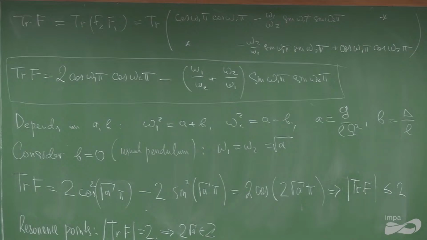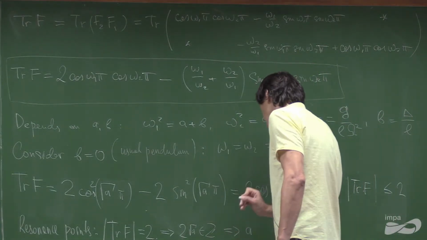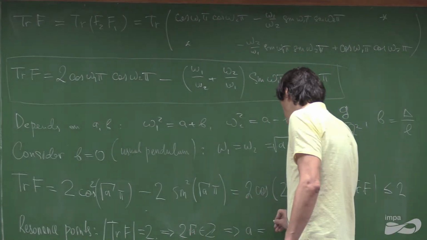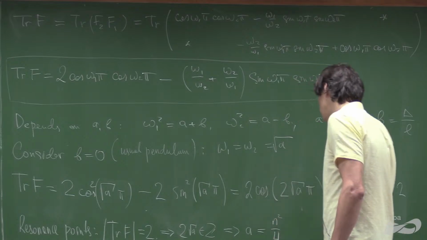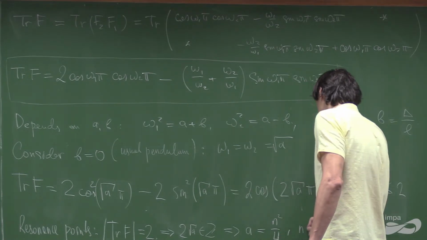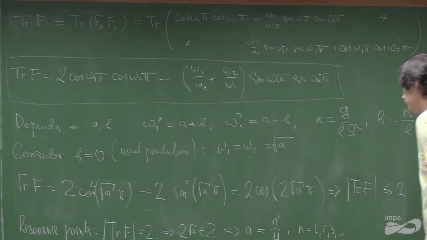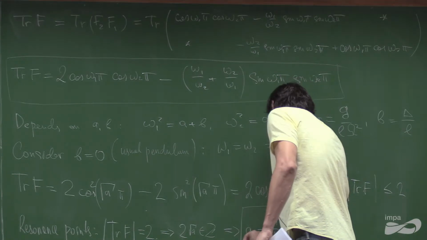Okay. A is positive, which means that a is a square of an integer number divided by 4. This is how you find it, where n is 1, 2, 3, so an integer number. So we found these resonance points.